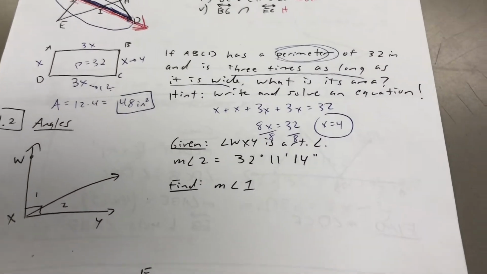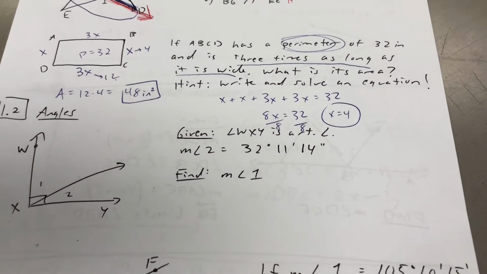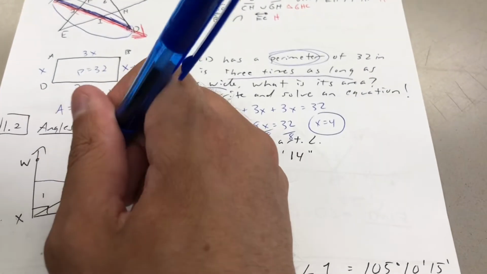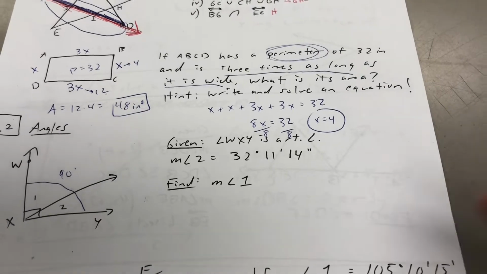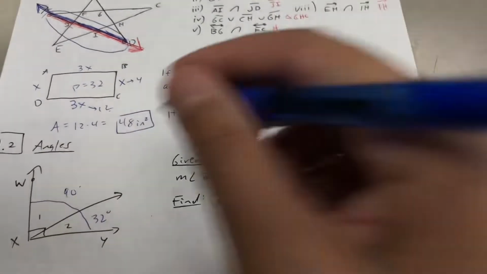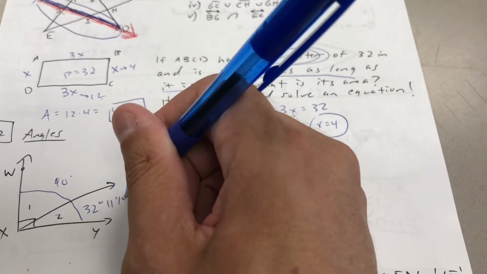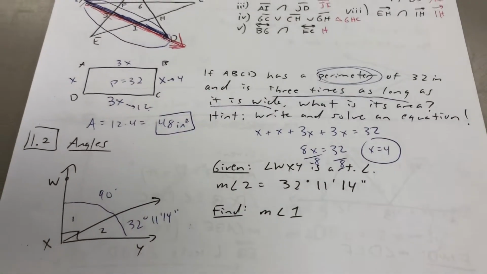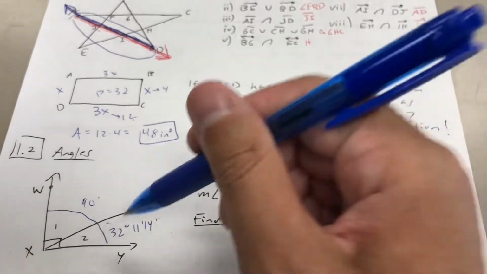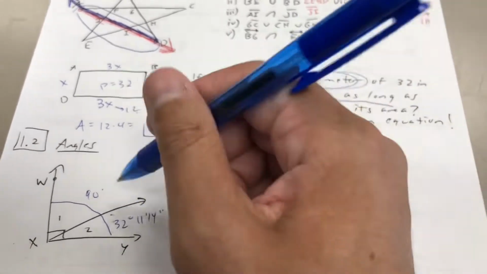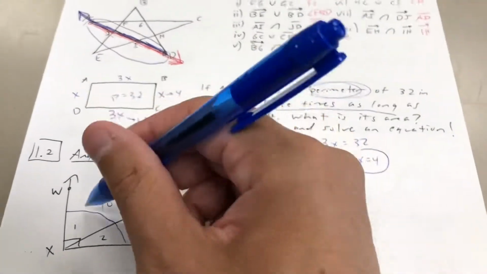All right. Next one, we have angle measures. Angle WXY is a right angle, so we know that this whole angle here is 90 degrees. Might want to label that. The measure of angle 2 is 32 degrees, 11 minutes, and 14 seconds. And they want me to find the measure of angle 1. So I know the whole angle is 90. I know this lower part. I can subtract this lower part from the full angle to get the upper part.